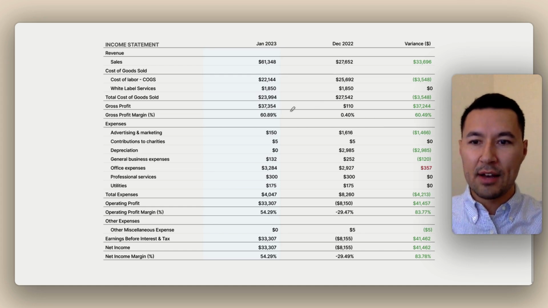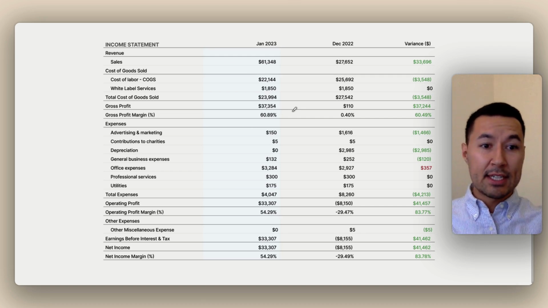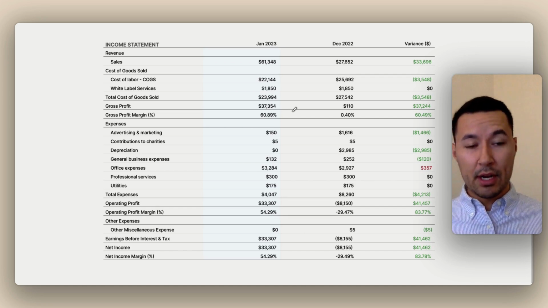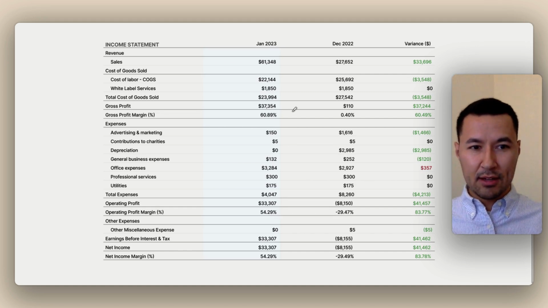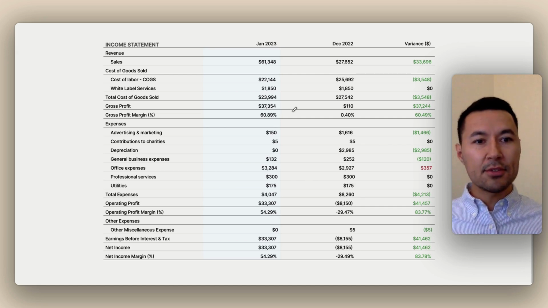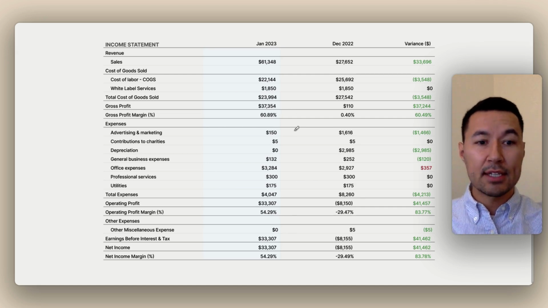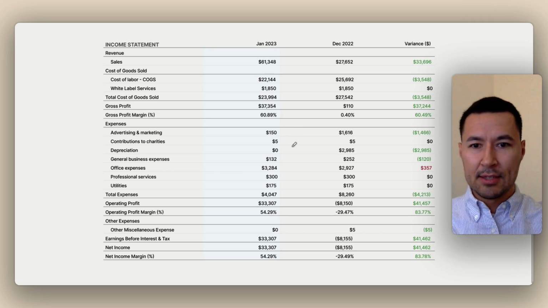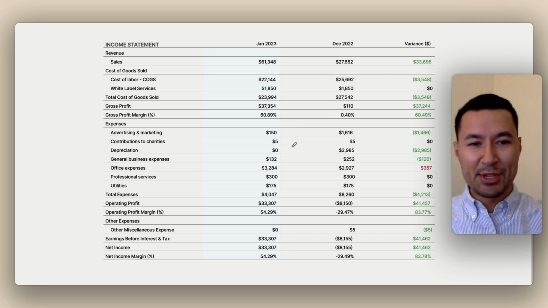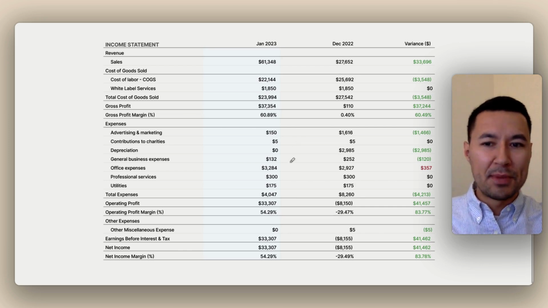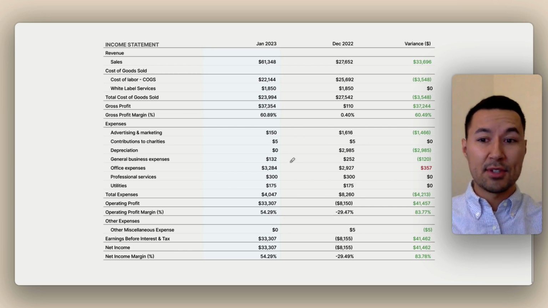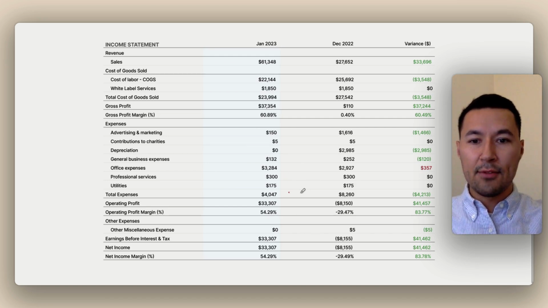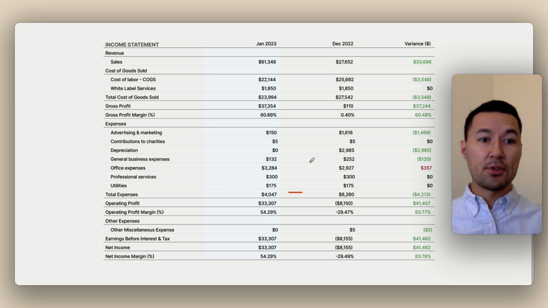So we've got a healthy gross profit in January. And then we need to take out all the fluff, all the additional expenses that a business requires. It might be fluff, but it's not what it costs to run the core business, but to still keep it operational, right? So you're going to have advertising and marketing, contribution to charities, some depreciation in December, which we don't have in January. But general business expenses, office expenses, and professional services. And finally, utilities. And then from there, we've got our $4,000 worth of general business expenses.